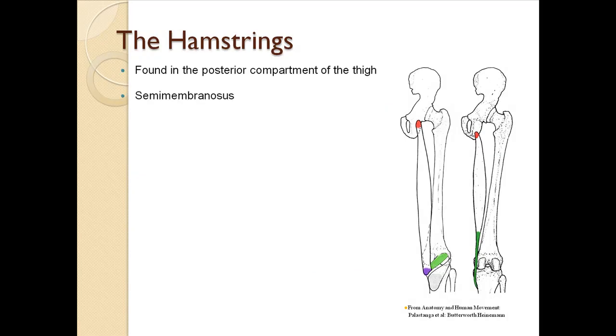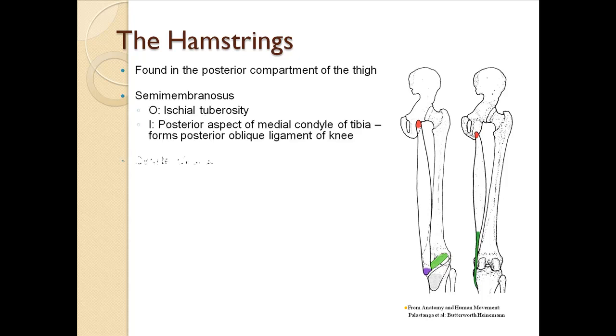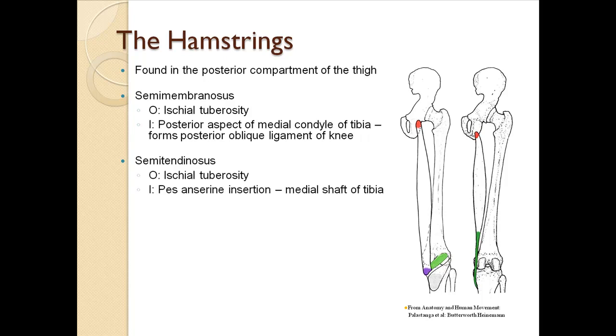The hamstring muscles are the ones found in the posterior aspect of the thigh. They share a common proximal attachment in that all three muscles will blend into the ischial tuberosity. Here we have semimembranosus attaching onto the ischial tuberosity there, and semitendinosus attaching onto the ischial tuberosity here.